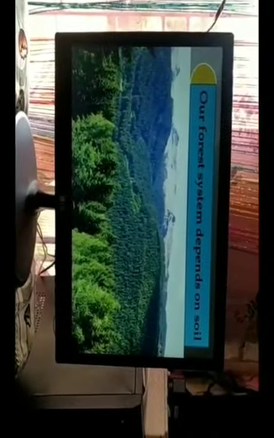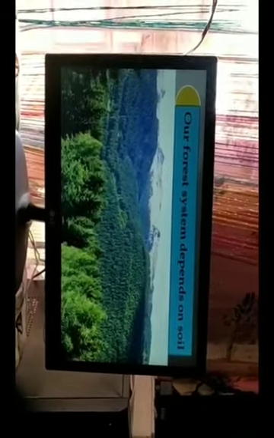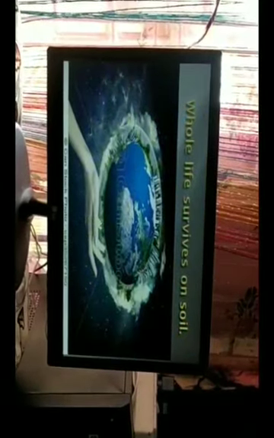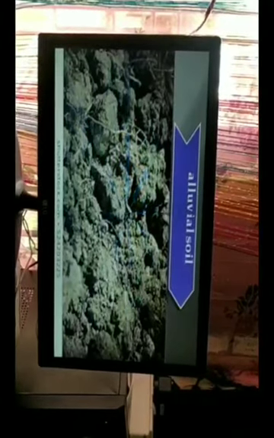As we all know, soil is a very important part of our ecosystem, our forest, our agriculture, our vegetation. Most of the things that are living on the earth depend on soil. You can see the beautiful scenery on the screen. The ecosystem and the forest systems depend on soil. We also know that the whole life present on our earth survives because of soil.